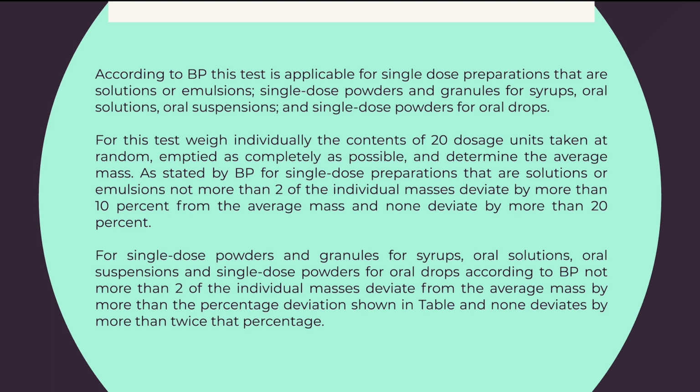For single-dose powders and granules for syrups, oral solutions, oral suspensions, and single-dose powders for oral drops, according to BP, not more than 2 of the individual masses deviate from the average mass by more than the percentage deviation shown in the table, and none deviates by more than twice that percentage.